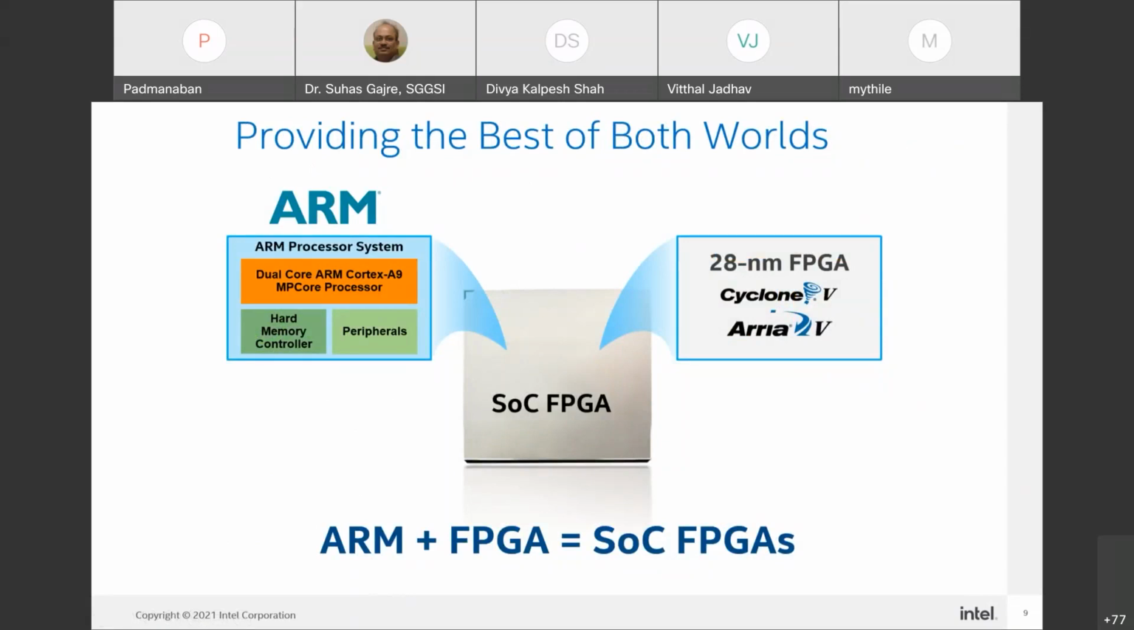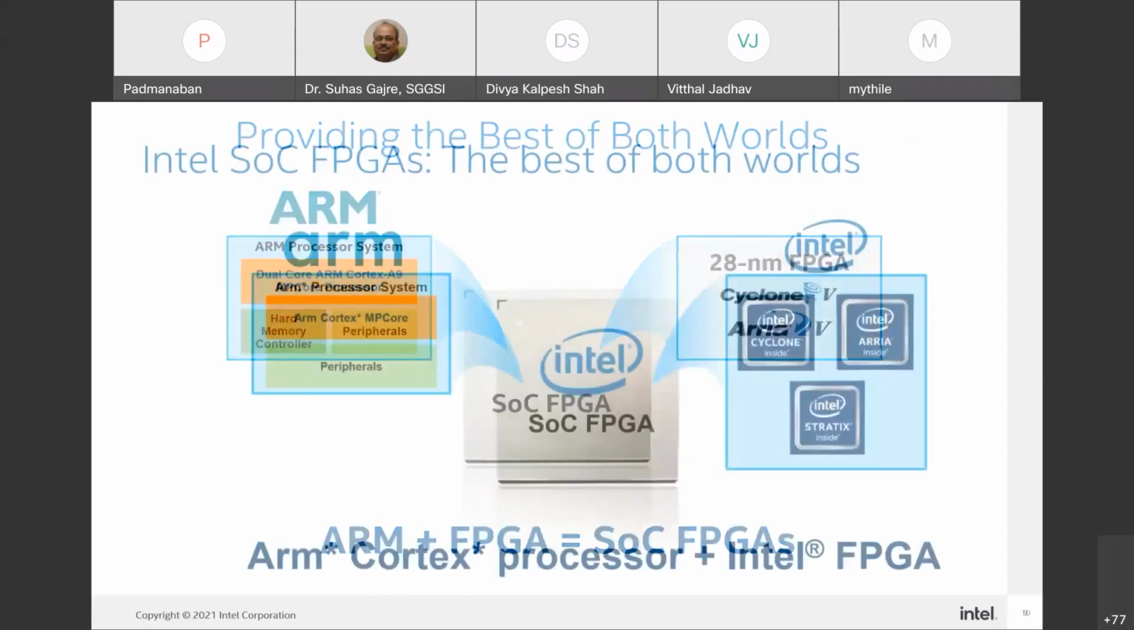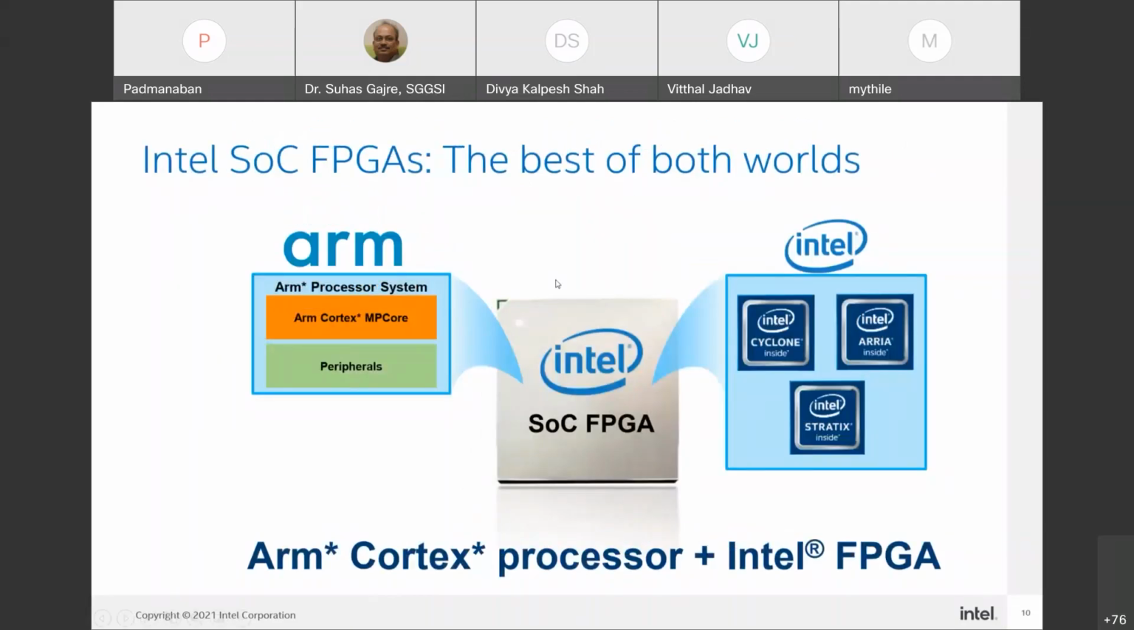Not only that, this is not only for the 28 nanometer FPGA, it is there for all the other high-end FPGAs. So in simple terms, how can we understand it? ARM Cortex processor plus Intel FPGA is the SoC FPGA. So you have to see that it is available in the device. That means it has a dual core ARM Cortex A9 that is embedded inside the FPGA.